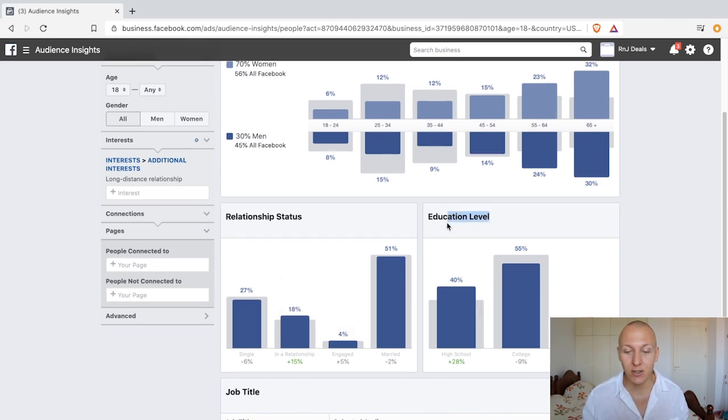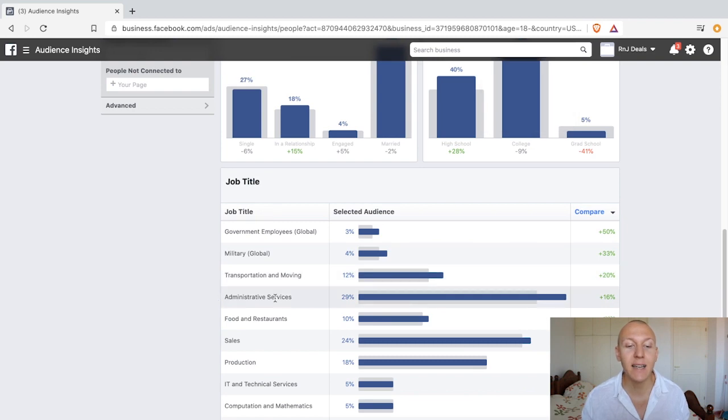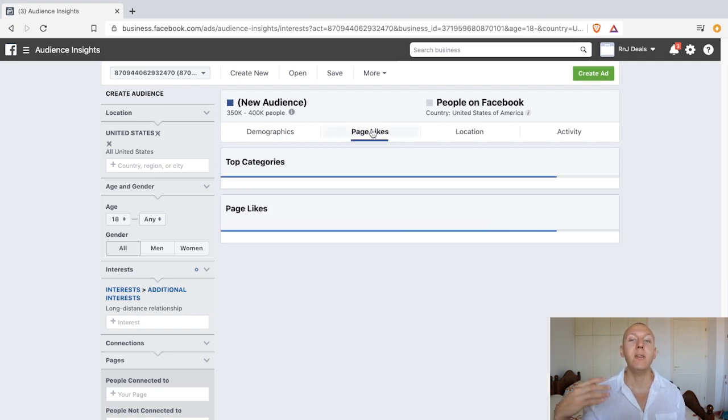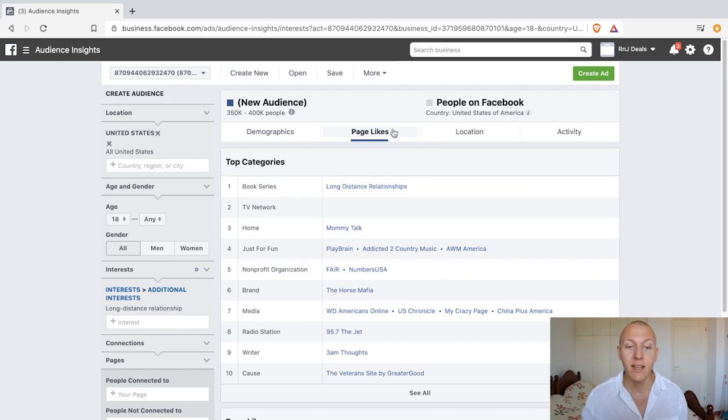We can see the education level. We can even see the job title. So most people have administrative services, for example. There's a lot of information in here. Moving on, we can go to page likes. And this is very important because remember, a lot of the time we're actually targeting people who are liking certain pages. So a very easy way sometimes to get a new audience is just look at what other page likes do they have and try targeting those pages instead. They might have a lower cost, they might have higher results, and we might get a completely new specificity, right?